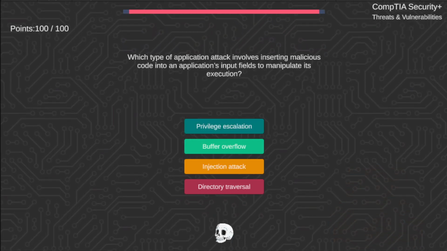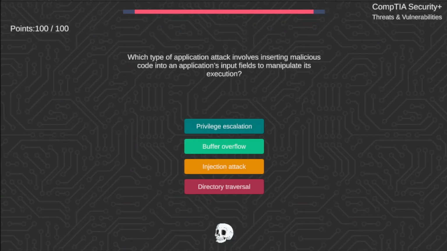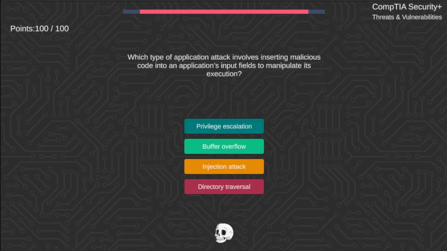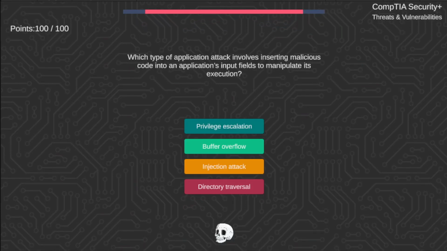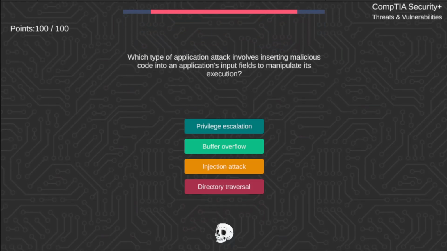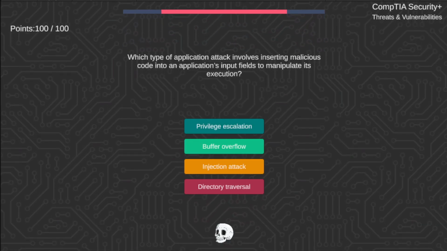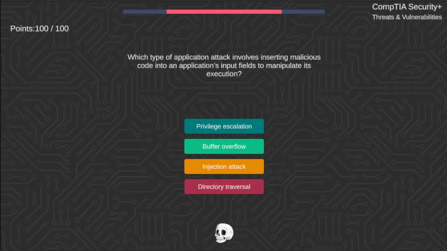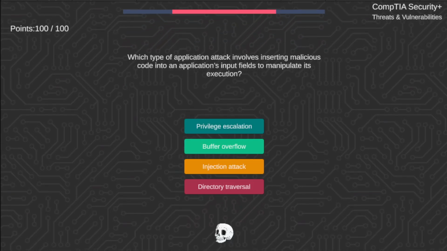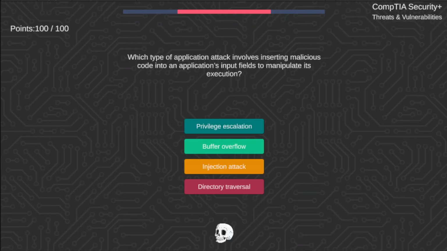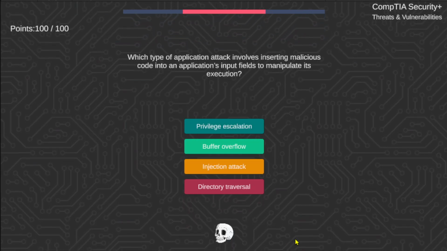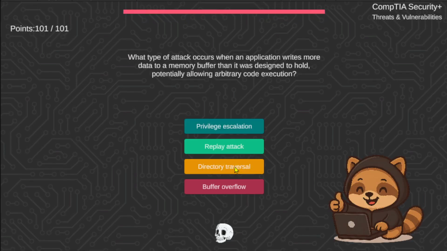Which type of application attack involves inserting malicious code into an application's input fields to manipulate its execution? Privilege escalation, buffer overflow, injection attack, or directory traversal? Involves inserting malicious code into an application's input fields to manipulate its execution. Correct answer is an injection attack.